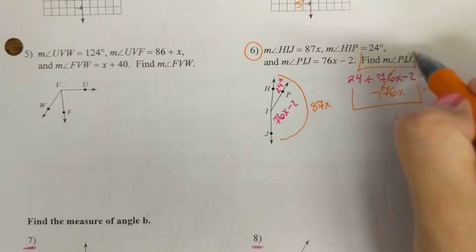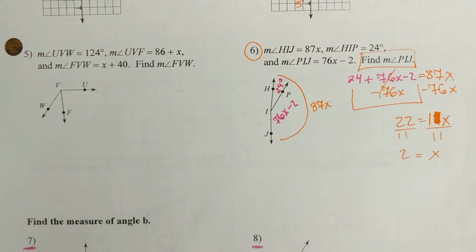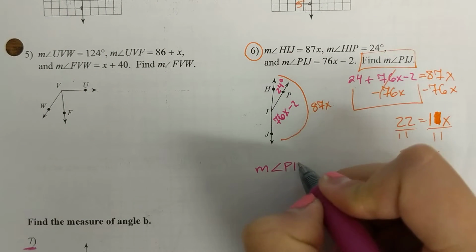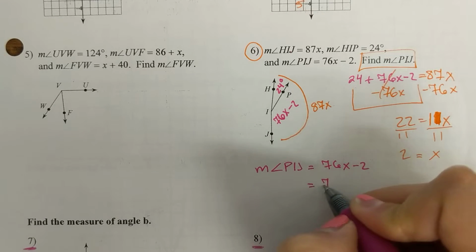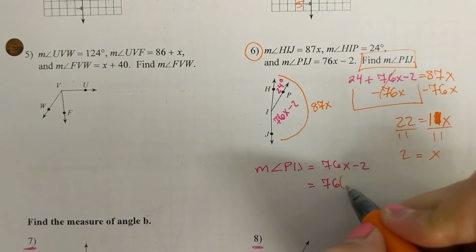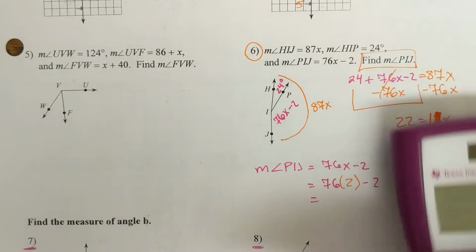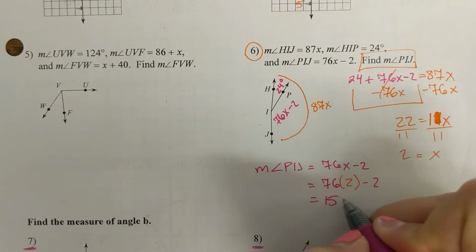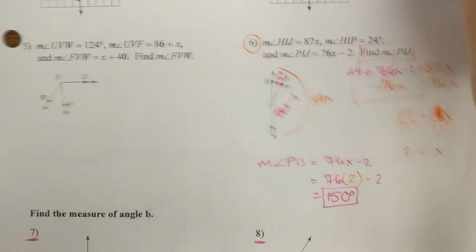No, we are not. Find the measure of PIJ. So PIJ was the 76x minus 2. 76 times x, you already know, that's actually 2. 150. And that is the measure of PIJ.